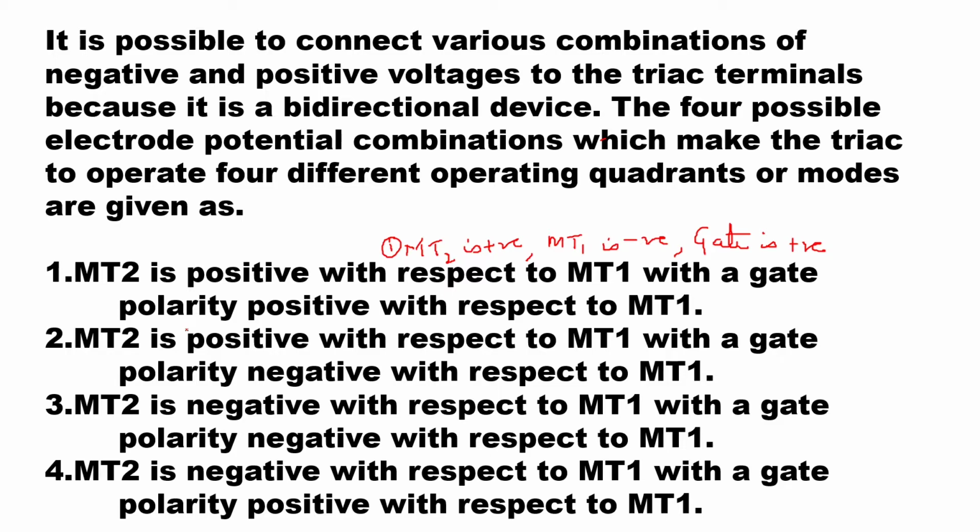So in the first two modes, MT2 is positive, MT1 is negative, and gate is positive in the first mode and gate is negative in the second mode. In the third and fourth mode, MT2 is negative and MT1 is positive, with gate becoming negative in the third mode and gate becoming positive in the fourth mode. So in this way, four different operating modes are there for a triac.